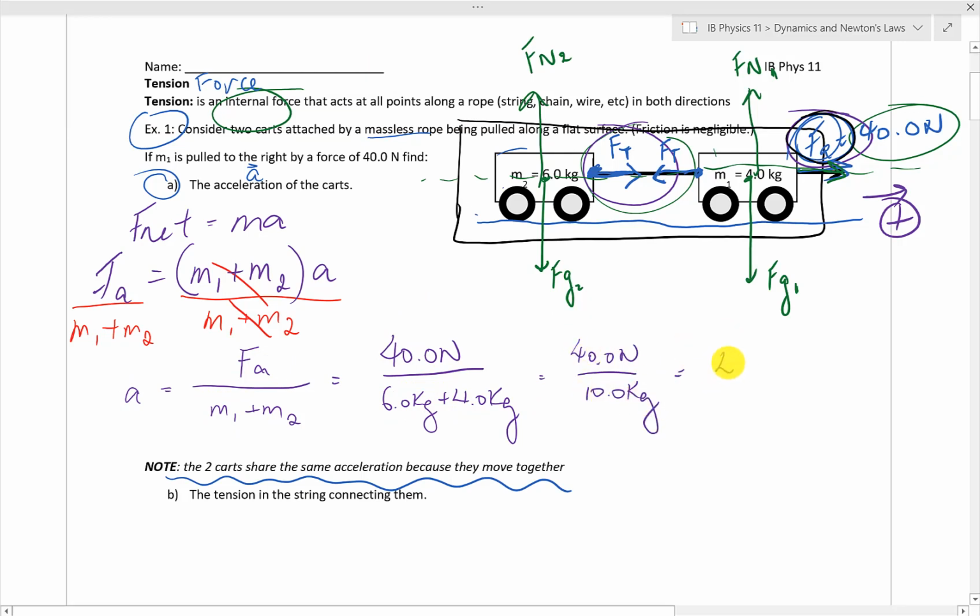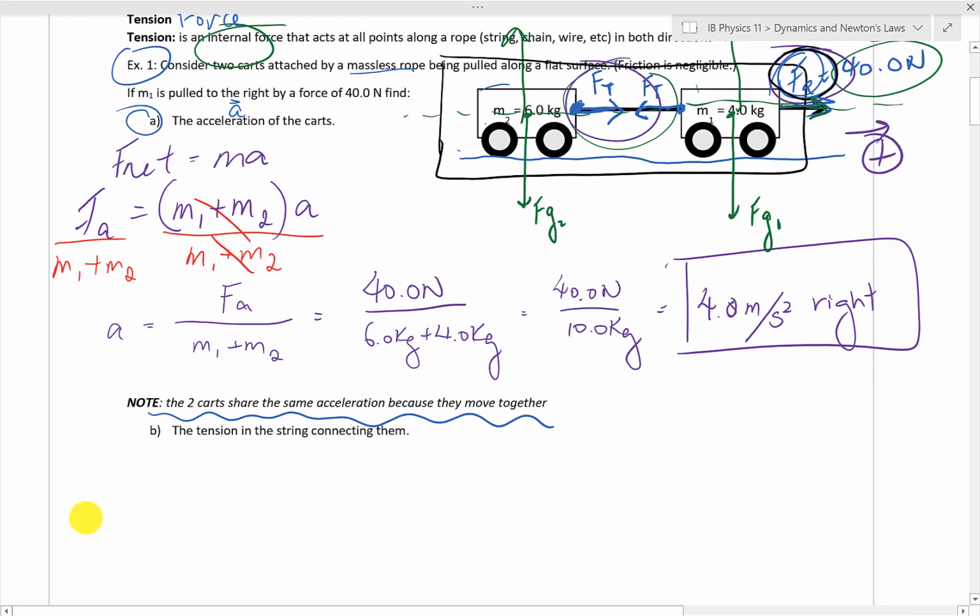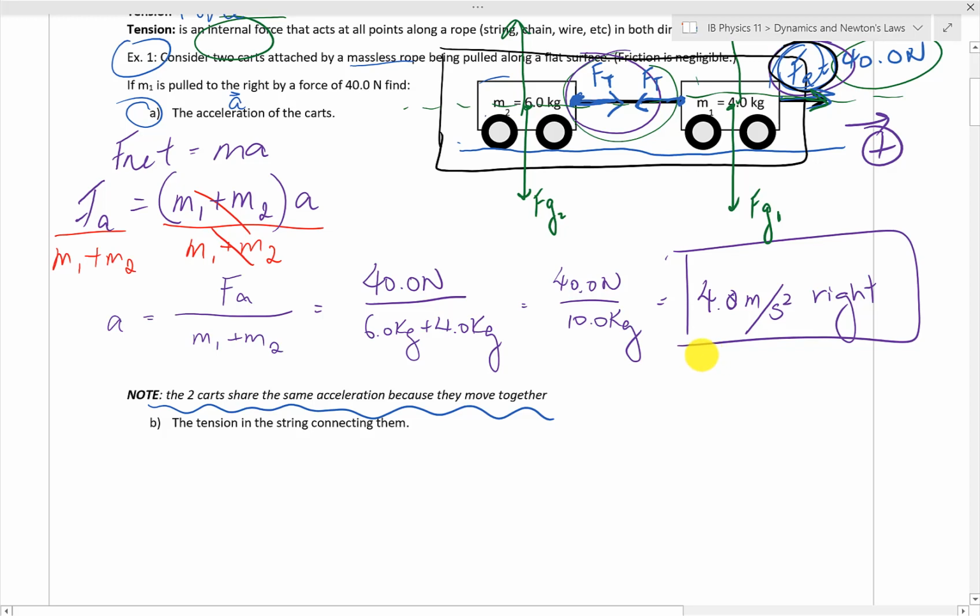And that's going to give us 4 meters per second squared, and this is going to be 2 sig figs to the right. So keep in mind this acceleration is for mass 1 and mass 2, which then we can use later in solving other problems.